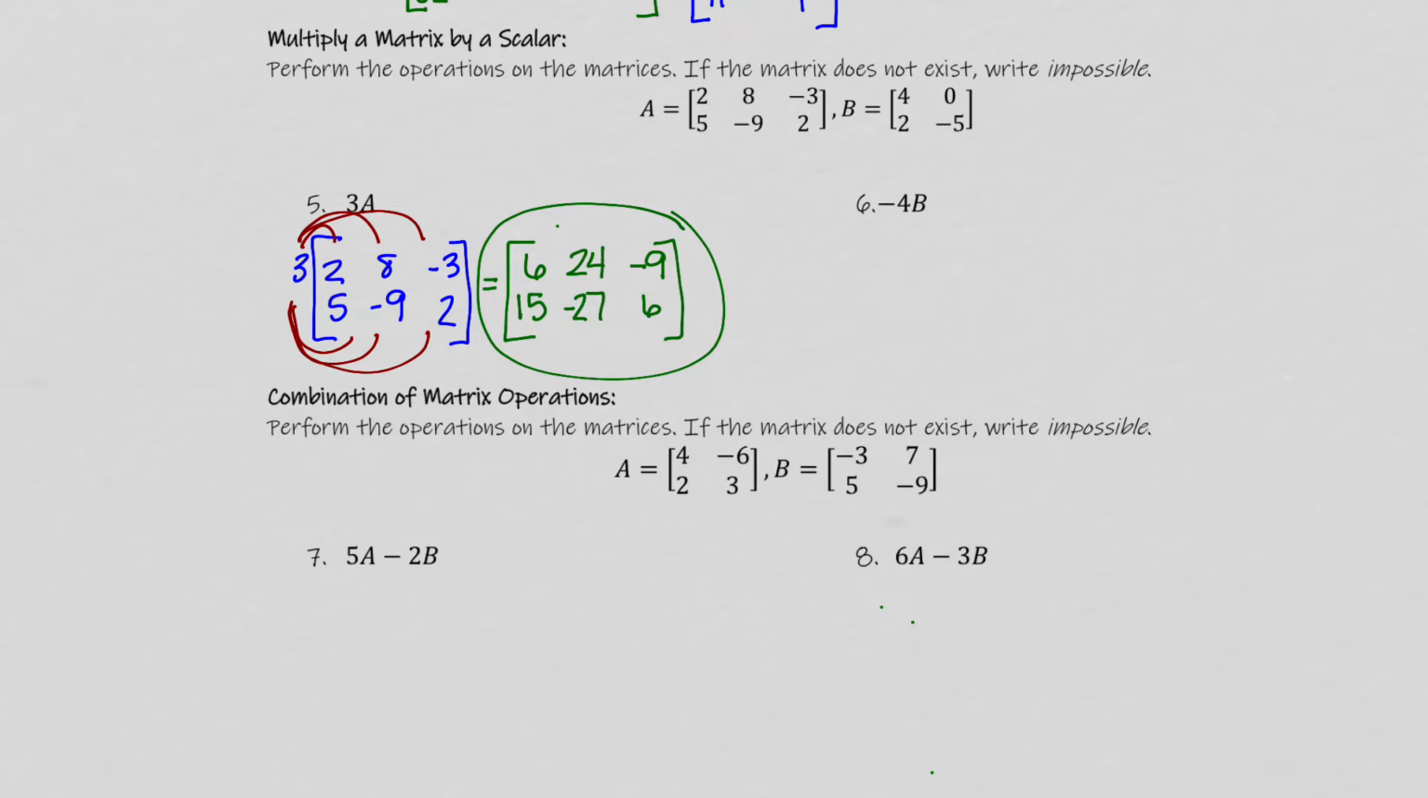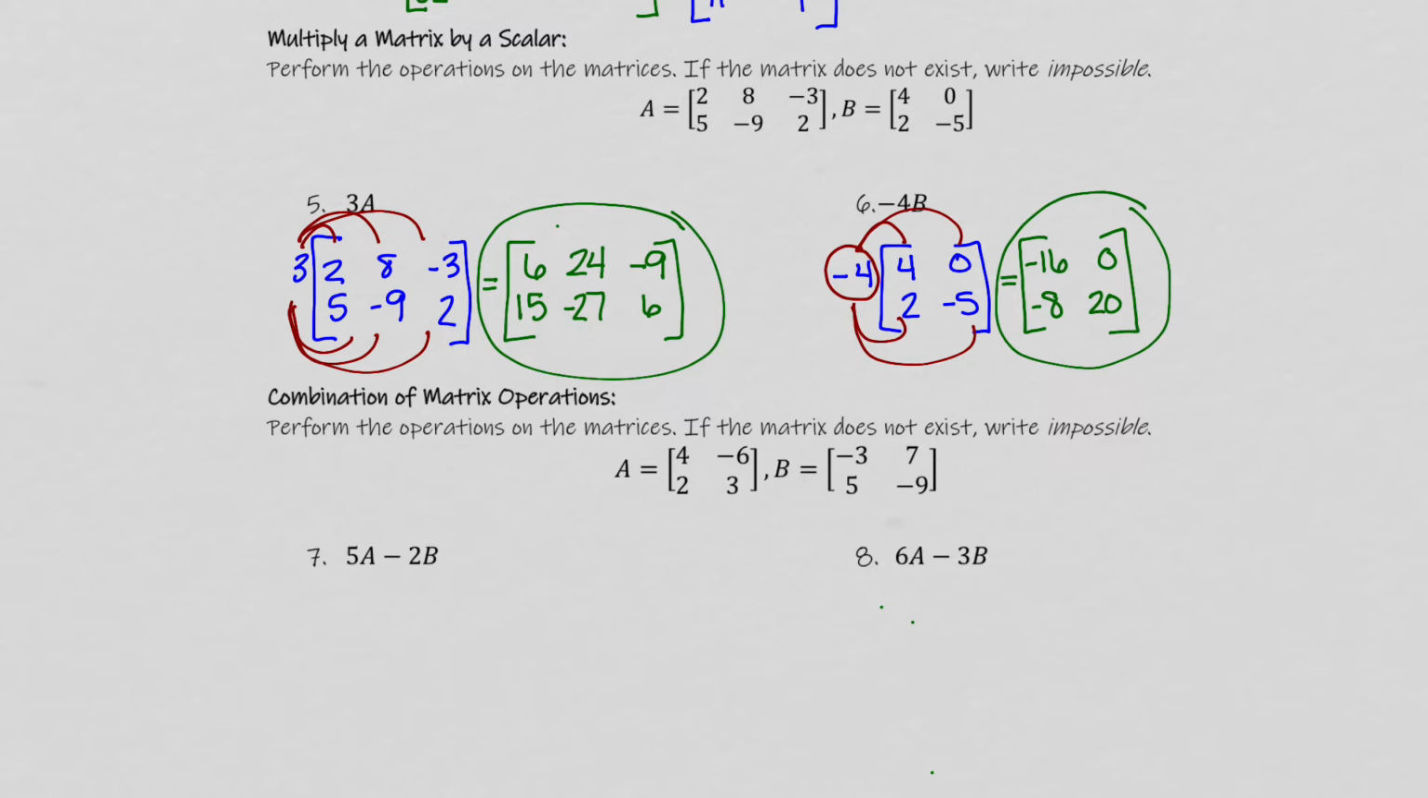Number 6 wants negative 4 times matrix B. So I'm going to rewrite this out, showing my matrix B, which is a 2 by 2 matrix. So I know my answer will be a 2 by 2 matrix. So I'm going to take all of this negative 4 and I'm going to multiply it by every single term inside the matrix. So I get my new matrix. Negative 4 times 4 is negative 16. Negative 4 times 0 is 0. Negative 4 times 2 is negative 8. And negative 4 times negative 5 is positive 20. So there is negative 4 times matrix B.